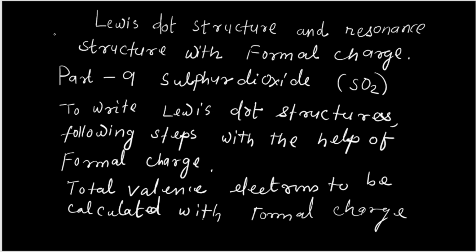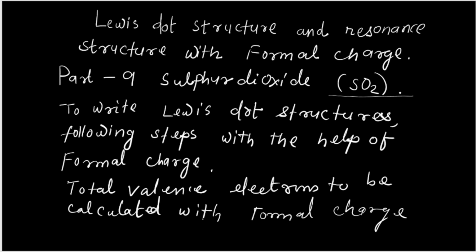Now, when you are interested to know the Lewis structure, we should know the formal charge, the different types of structure, and the valence electrons of the main atoms, that means here sulfur and oxygen. What is the formula of sulfur dioxide? Sulfur dioxide, the formula is SO2. SO2 means two oxygen and one sulfur.